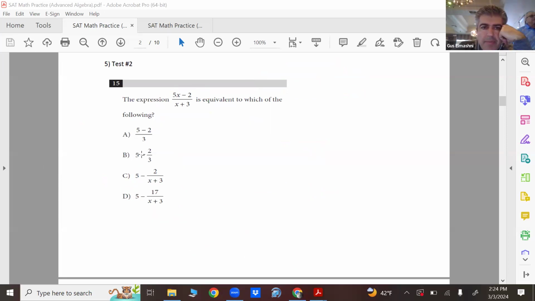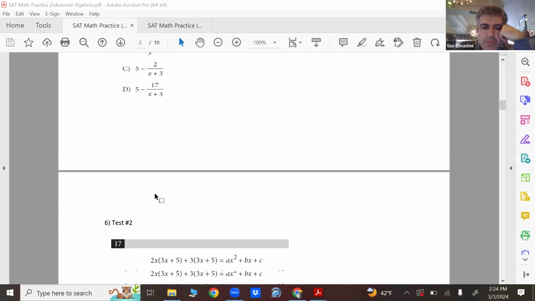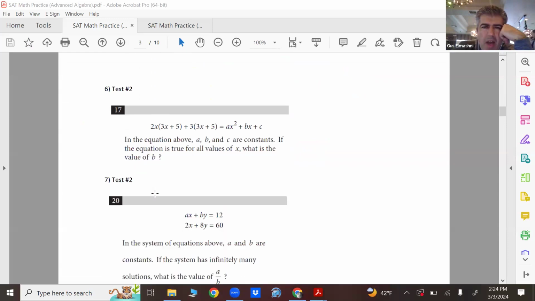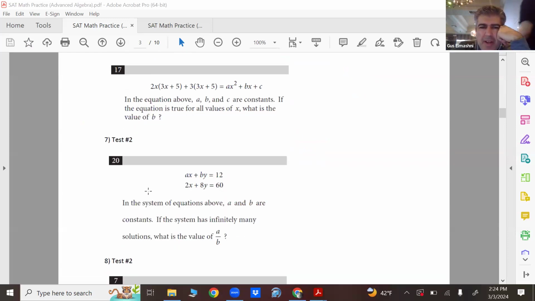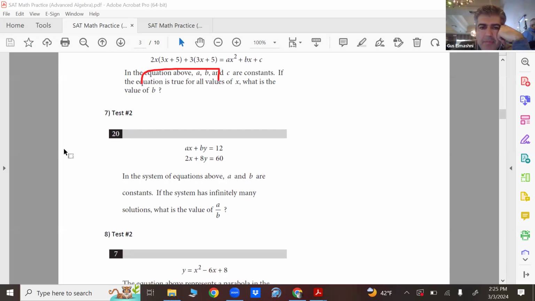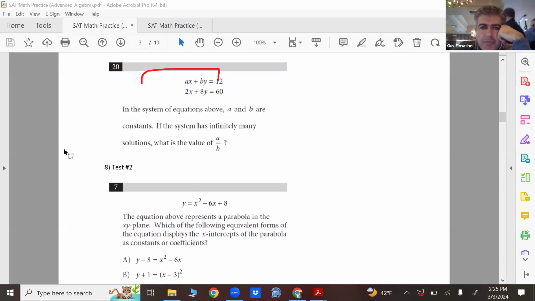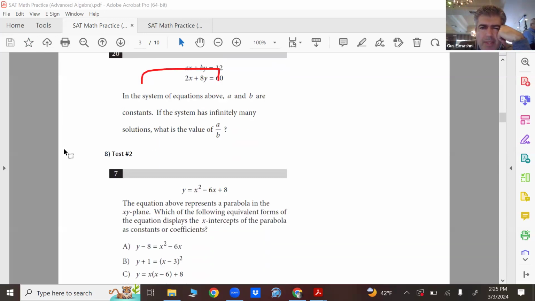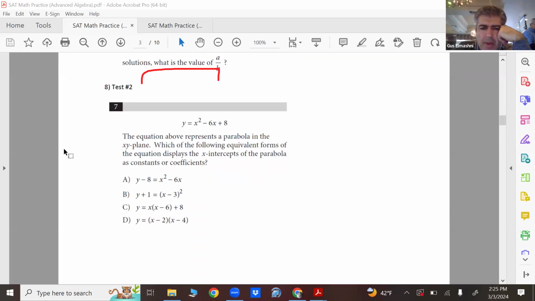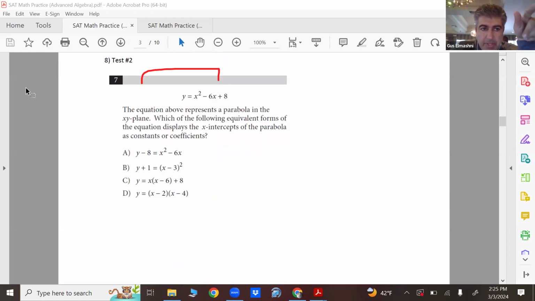Okay, let's keep moving. This one's kind of easy. It's just more, let's just clean it up, simplify it, match with the other side. We'll skip it for now because I don't know if that's really worth our time. 20 is a good one, but I'm gonna skip that for now as well. But let's look at 7.